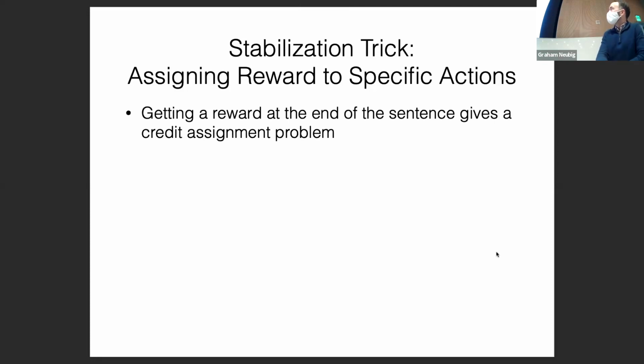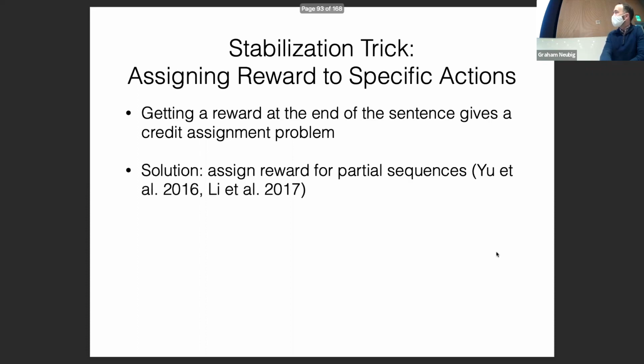So one stabilization trick that people have used is that getting a reward at the end of a sentence gives a credit assignment problem. This is like the reward shaping problem that we talked about in reinforcement learning. And the solution is we can assign a reward for partial sentences, for partial sequences. So this is an example. First, you run the discriminator over this.